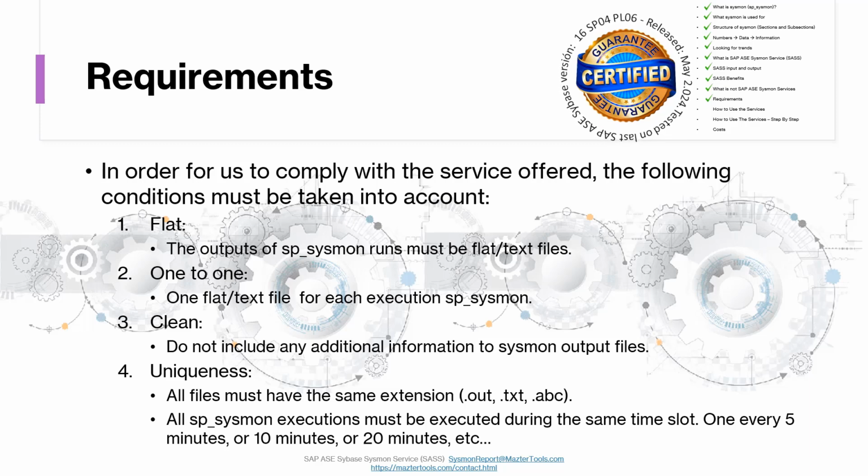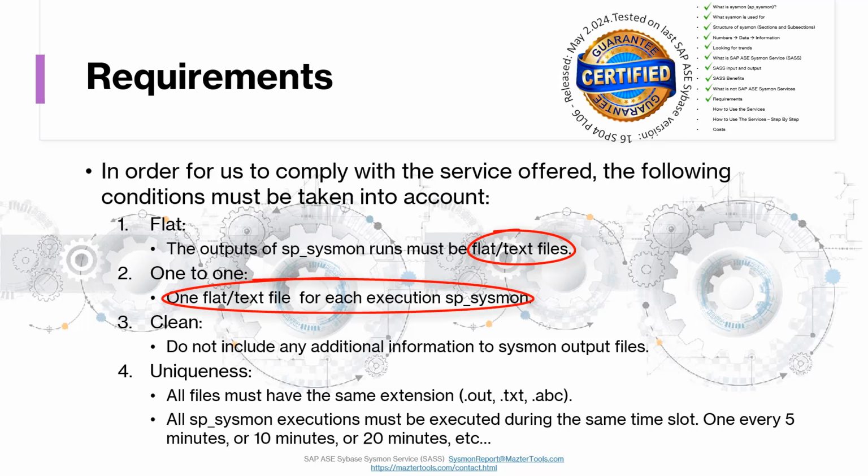Requirement 1. The output SP Sysmon file must be completely flat. It means that the output files must come as generated by SAP ASE Sybase. Requirement 2. One SP Sysmon output must be delivered per file. Processing many files into a single file will take longer. Requirement 3. The SP Sysmon output files should not contain any other information such as stamps, marks, dates, or any other information other than that of the SP Sysmon. Requirement 4. Preferably all files should have the same extension.